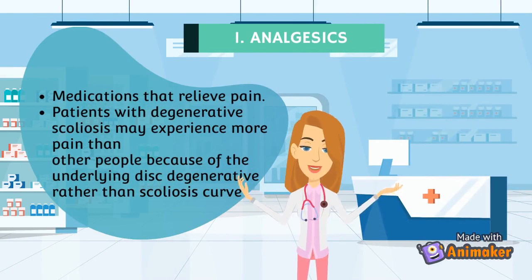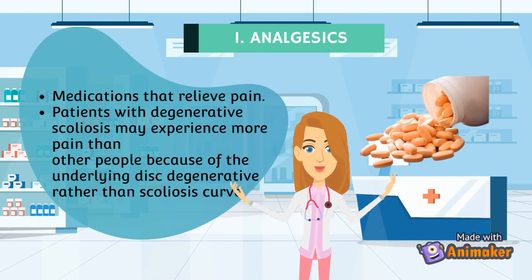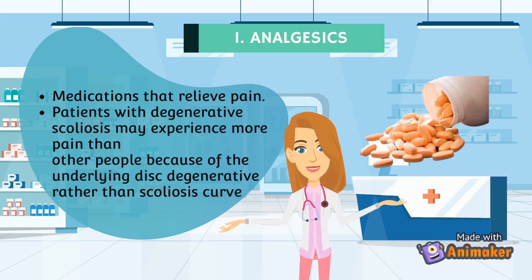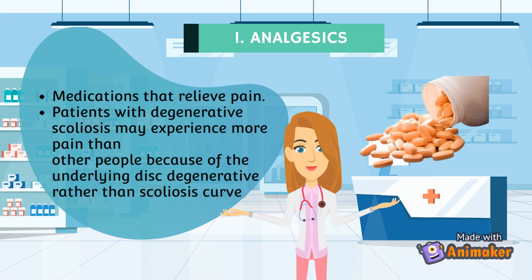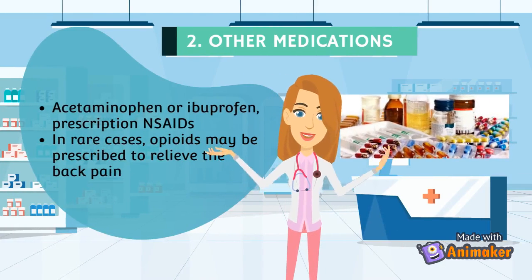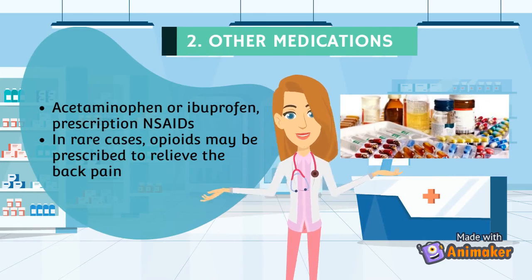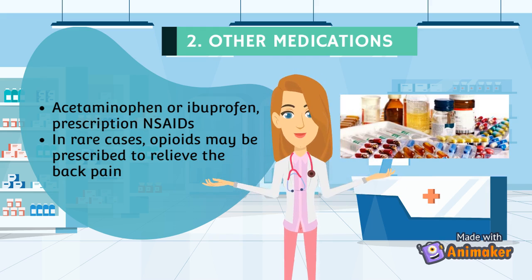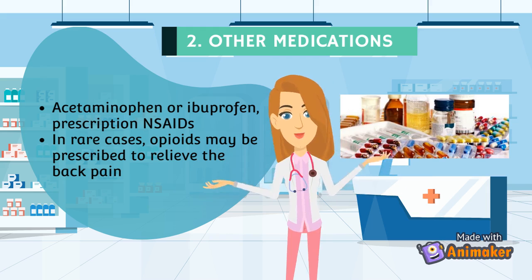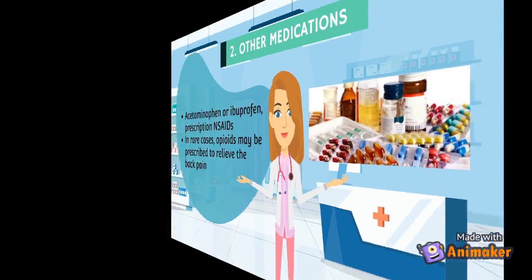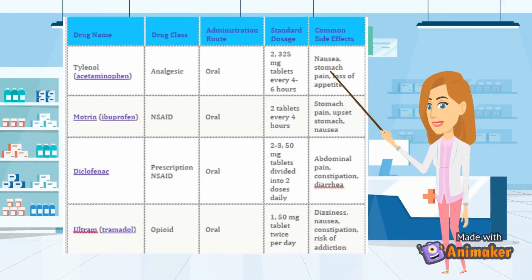Number 1. Analgesics. Analgesics are medications that relieve pain. Patients with degenerative scoliosis may experience more pain than other people because of the underlying disc degeneration rather than the scoliosis curve. Number 2. Other medications. Acetaminophen or ibuprofen, prescription NSAIDs, and in rare cases, opioids may be prescribed to relieve the back pain. This picture shows the best medications for scoliosis, including the standard dosage and common side effects.